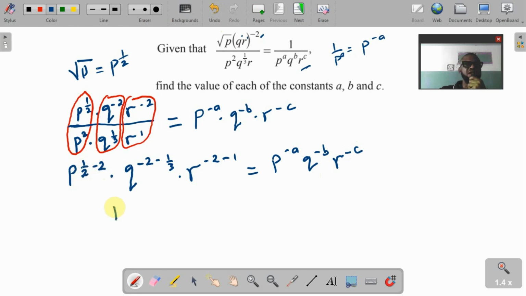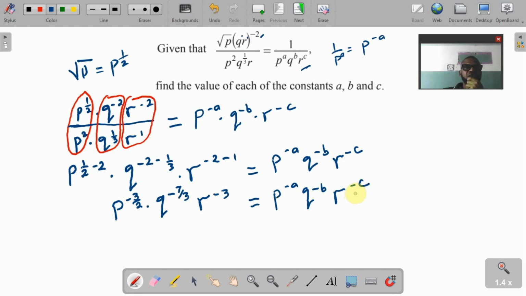So this becomes p to the power of half minus 2, which will give us minus 3 over 2, into q to the power of minus 2 minus 1 over 3, which will give us minus 7 over 3. Then r to the power of minus 2 minus 1 will give us minus 3. This is equal to p to the power of minus a, q to the power of minus b, and r to the power of minus c.